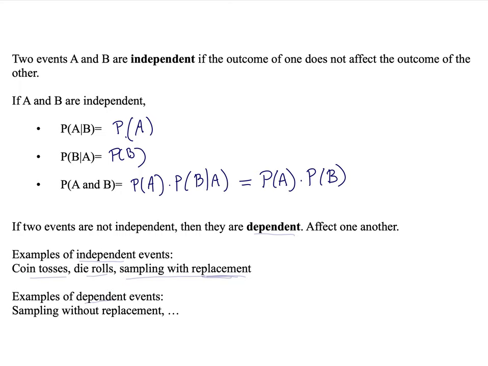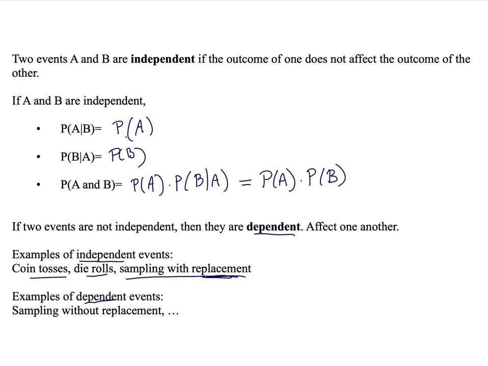So if two events are not independent, we say that they are dependent, that they affect one another. Some examples of events that are independent would be things like tossing a coin. If you toss a coin many times, whatever happened in the previous toss has no effect on the probability of what will happen in the next toss. Same thing with die rolls or in sampling with replacement. So if you're shuffling cards and taking a card out and revealing it, and then putting that card back and shuffling it again and taking another card out, that with replacement, putting it back, means that, whether taking cards out or taking marbles out of a jar or whatever, the previous outcomes do not affect the probability of subsequent outcomes.